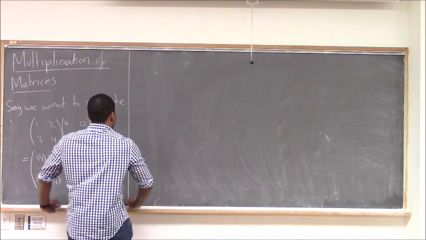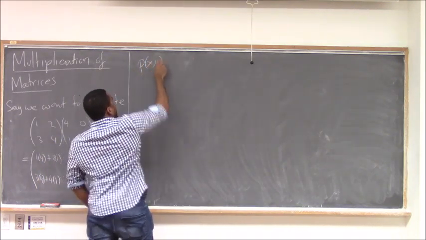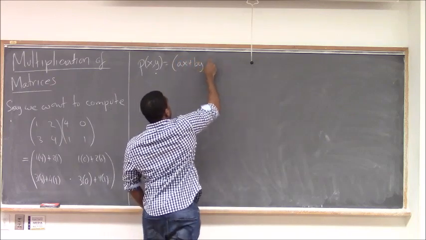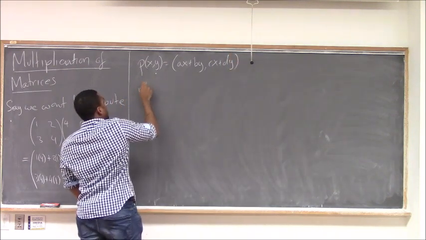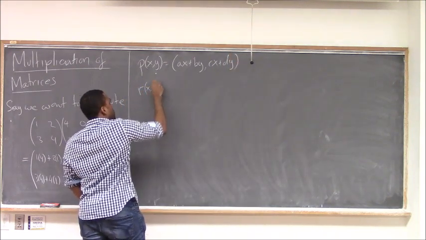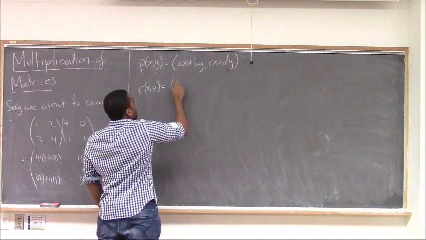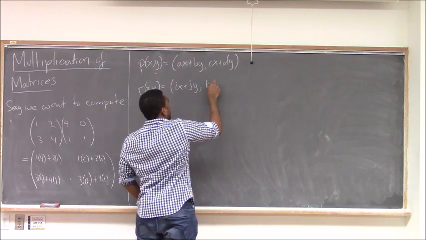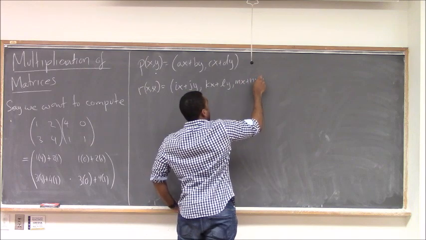Consider the functions that I mentioned before. What was my p of xy? That was ax plus by, comma, cx plus dy, right? And the last one, the r of xy, what was that? ix plus jy, kx plus ly, mx plus ny.